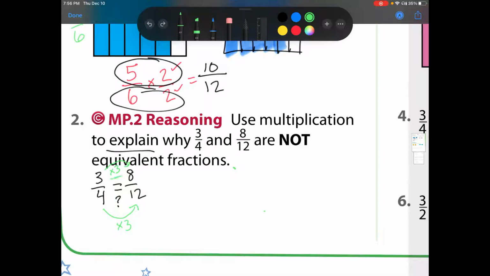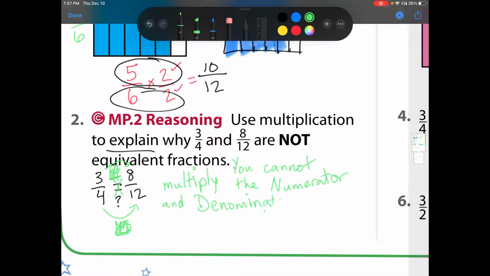So I need to now take that math that we just did and show in a sentence why they're not equivalent. And they're not equivalent because we can't multiply that numerator and denominator by 3. So this is my sentence that we're going to write. You cannot multiply the Numerator. I'm going to put a capital N there because that's our important vocabulary word. Numerator is that top number in a fraction, and Denominator. And I capitalize Denominator because that's an important vocabulary word.